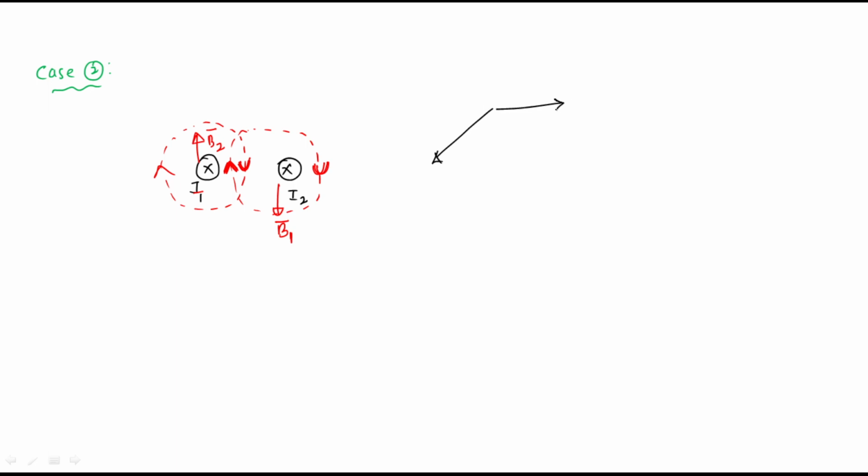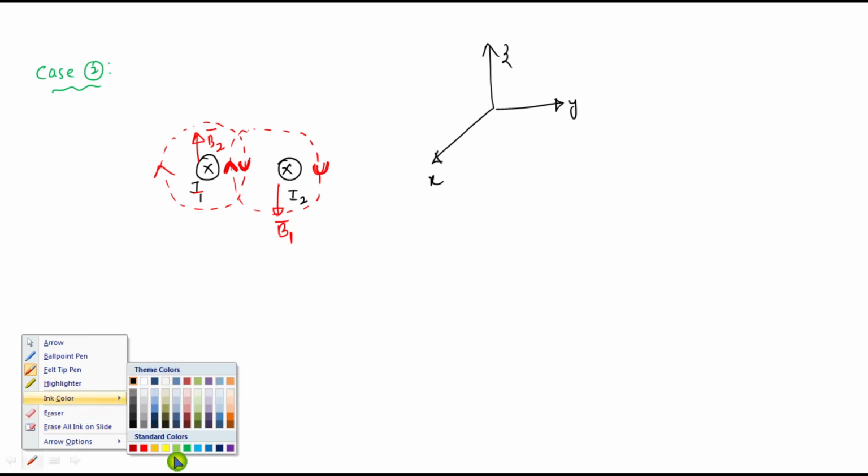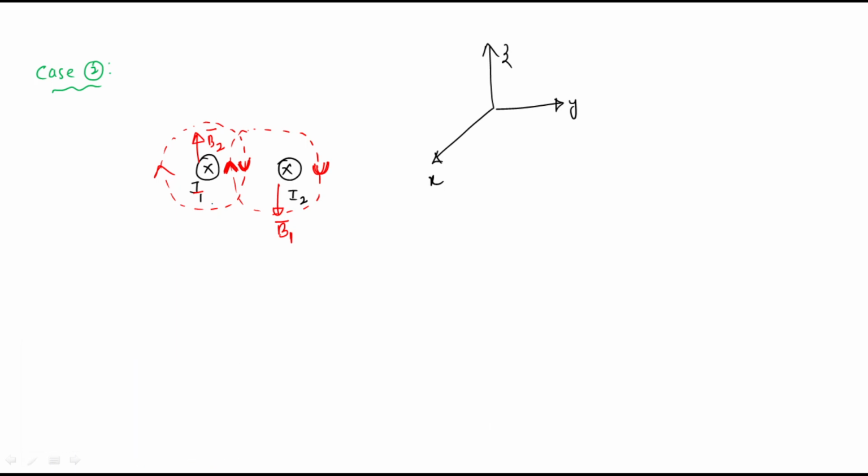x, y, z. So here current is into the plane. Obviously this is minus ax cap, because into the plane means this direction, minus ax cap. But coming to B2, which is az cap, same direction as this z, right? Coming to B1, minus az cap. Coming to I2, minus ax cap.